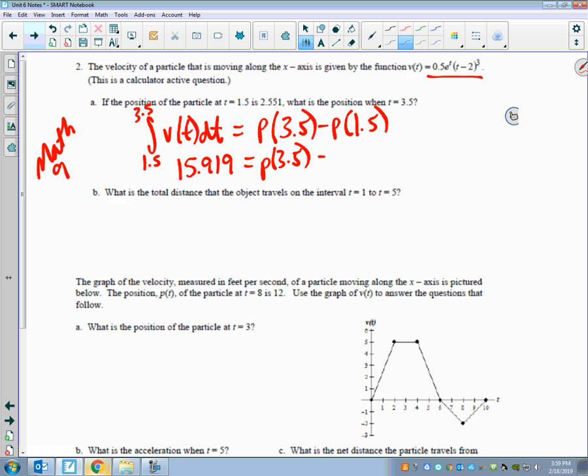Oh, because they told me, right? 2.551. Sorry, I was struggling. And then I'm just going to add that over. So I get P of 3.5 equals 18.470.